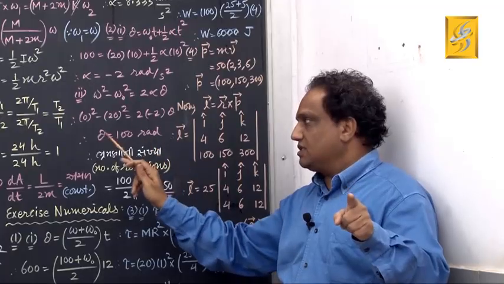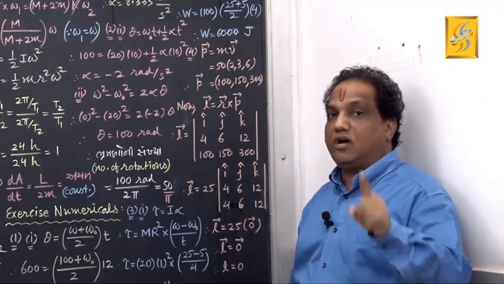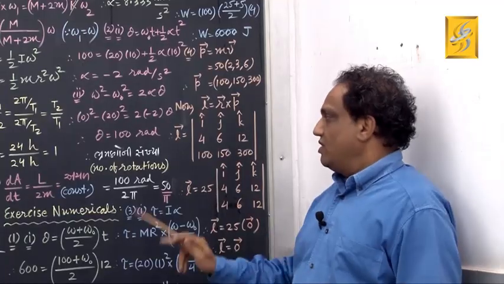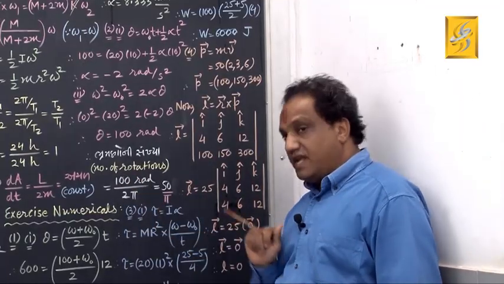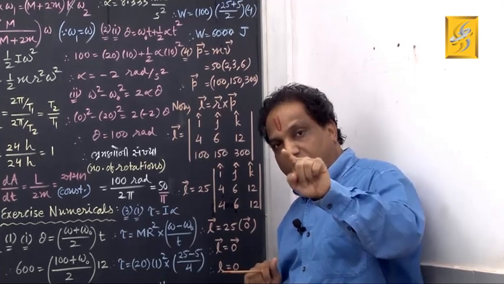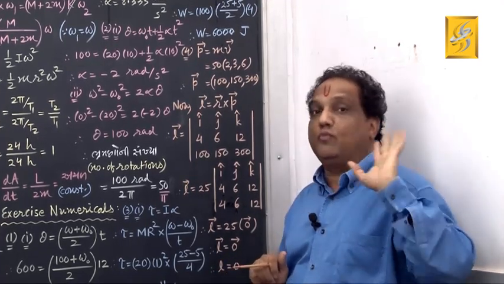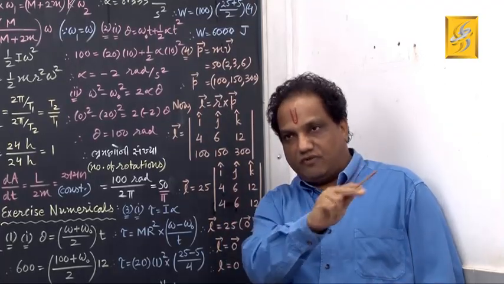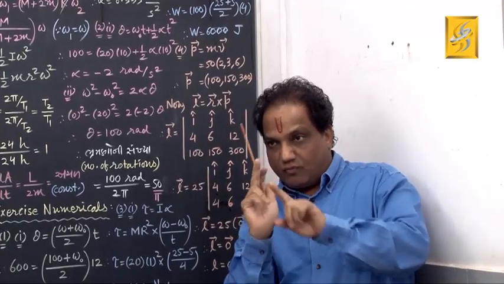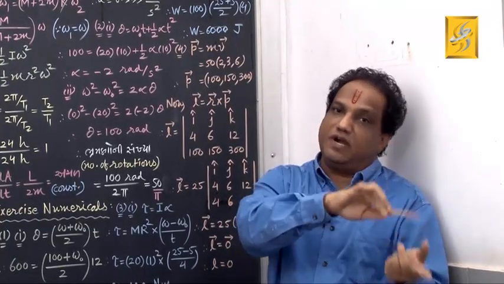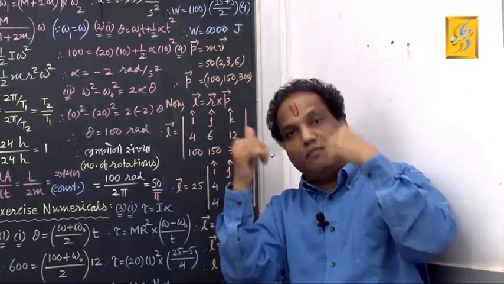But they have not asked for the angular displacement, they have asked how many rotations are finished before it comes to rest. So when you want the number of rotations from radian, what should you do? Divide the radian value by 2 pi. See, one rotation is 2 pi radian. So from rotation to radian, you multiply by 2 pi. Now you are going from radian to number of rotations, so you should divide by 2 pi.